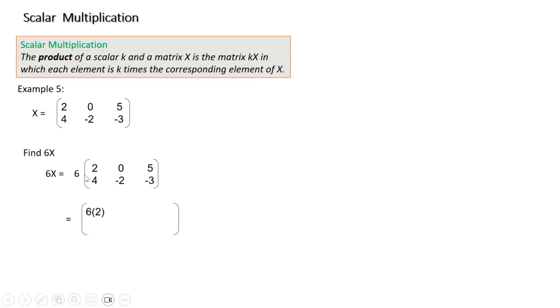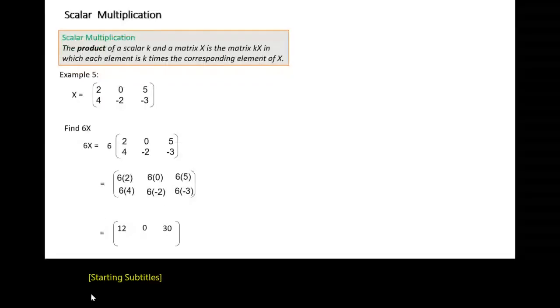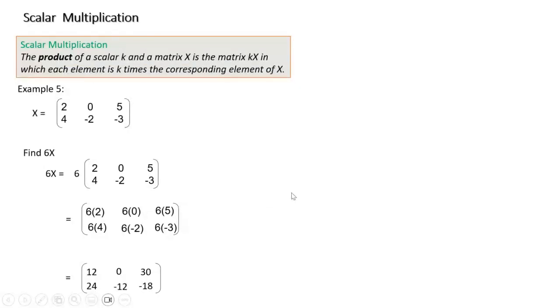So it'll be 6 times 2, 6 times 0, 6 times 5, 6 times 4, 6 times -2, 6 times -3. And here's the solution. It's going to give us 12, 0, 30, 24, -12 and -18. I don't know what I pressed here, guys, but let me see here. Oh, here we go. I'm sorry about that.